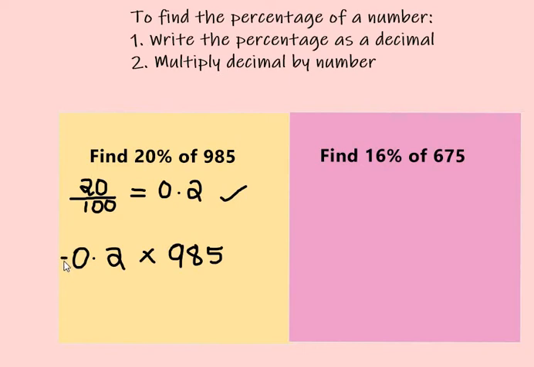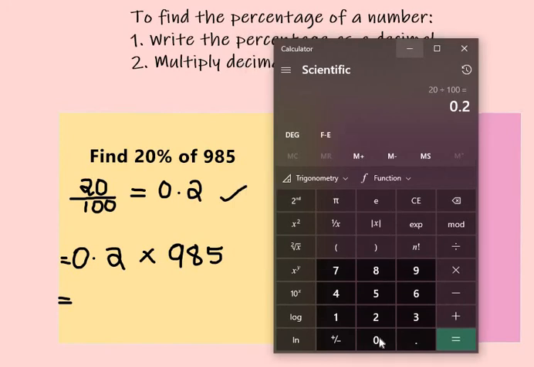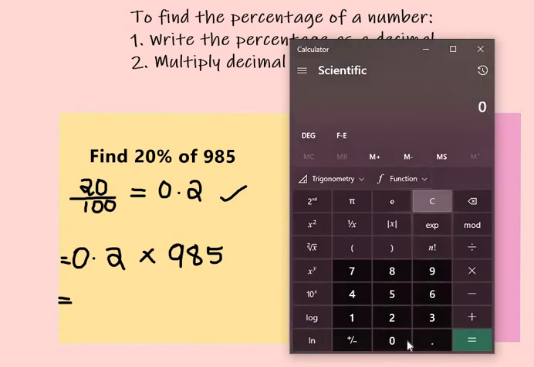And let's draw for our trusty calculators. Forgot to write my equal signs here. Drawing for my calculator, let me clear what was there before. 0.2 multiplied by 985 equals, what's the answer? 197. Very good.